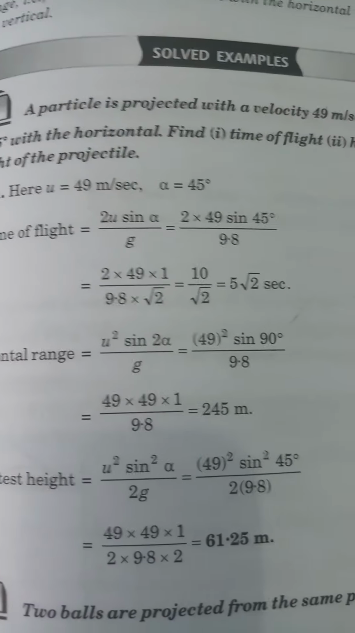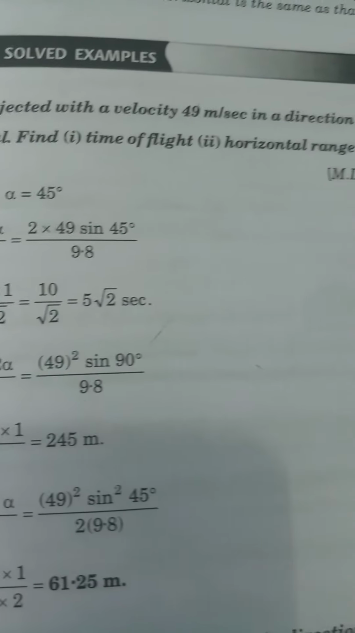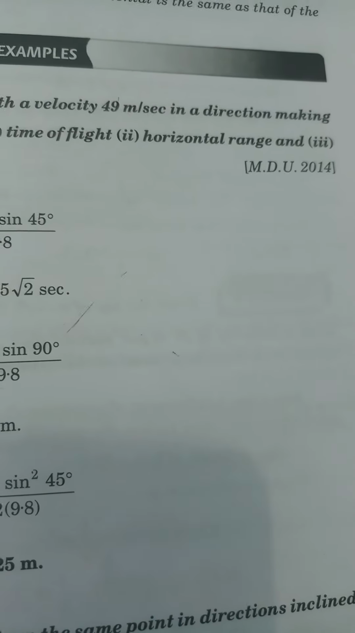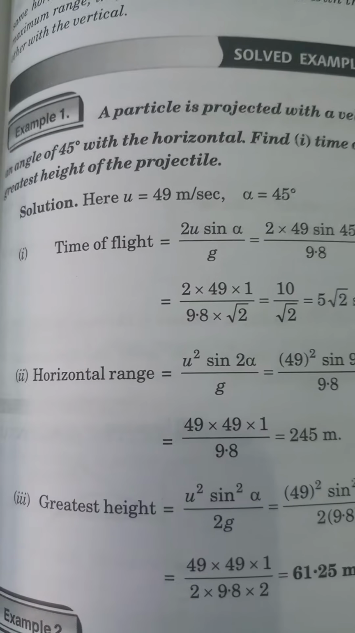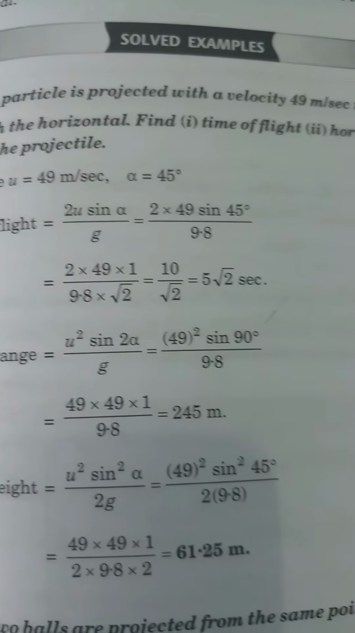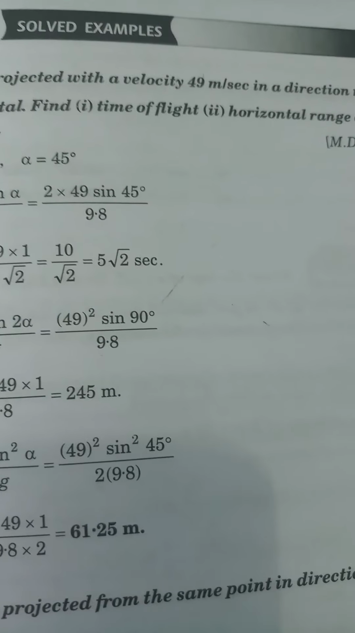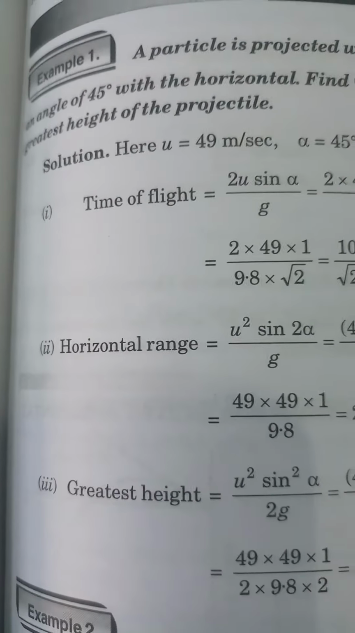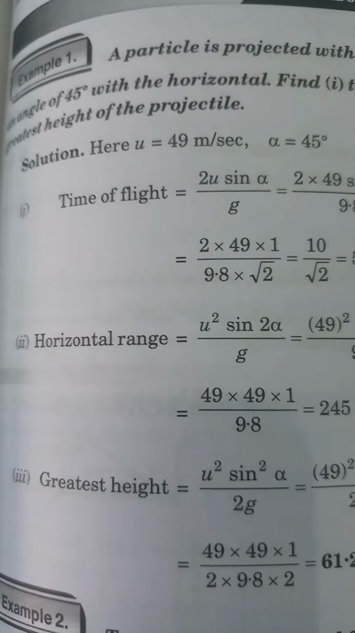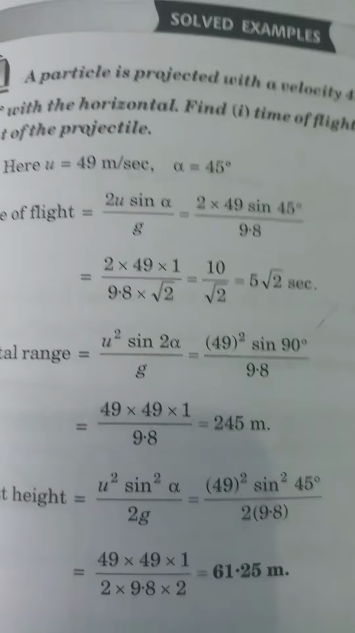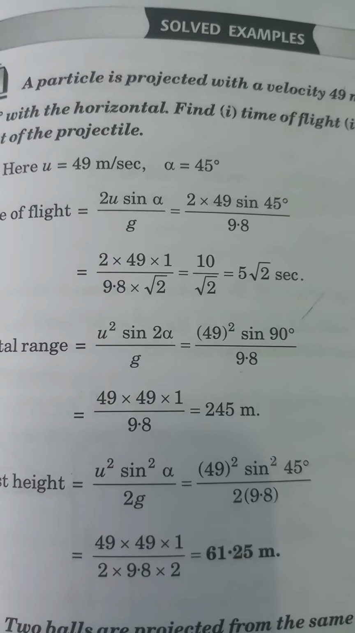A particle is projected with a velocity of 49 meter per second in a direction making an angle of 45 degree with the horizontal. Find one, time of flight, second, horizontal range, and third, greatest height of the projectile. Here u is equal to 49 meter per second, alpha equal to 45 degree.